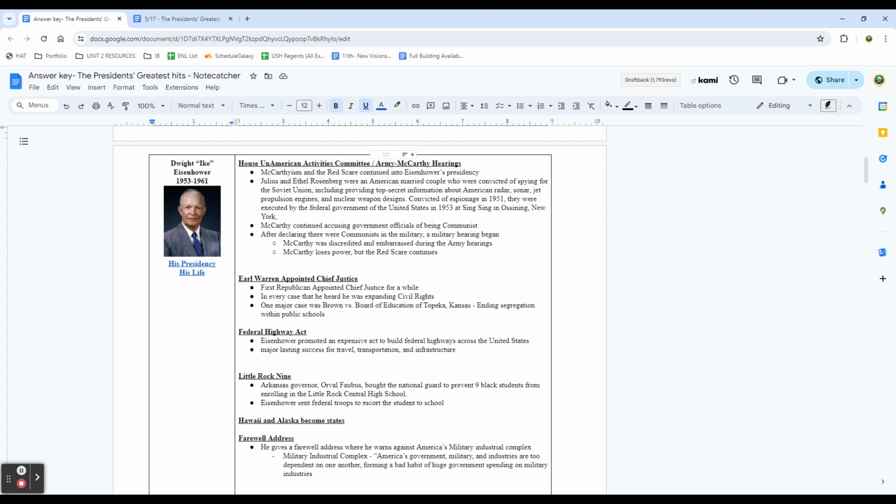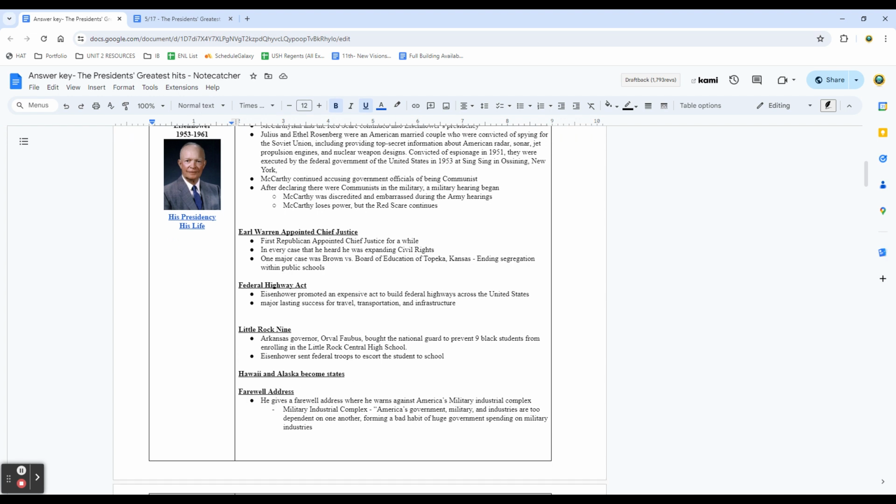Also in Eisenhower's administration is the Little Rock Nine. This is when 9 African American students tried to integrate Central High School in Little Rock, Arkansas, but were blocked by the Arkansas governor and National Guard troops. So President Eisenhower sent in federal troops to escort the African American students to school in support of integration. Alaska and Hawaii also became states, not territories any longer, during Eisenhower's administration.